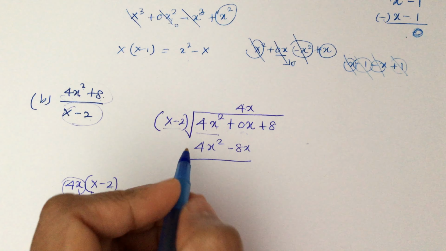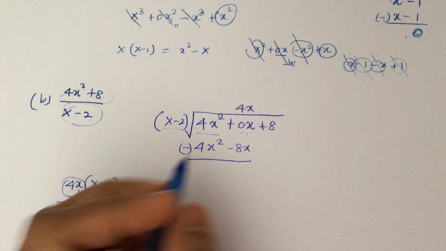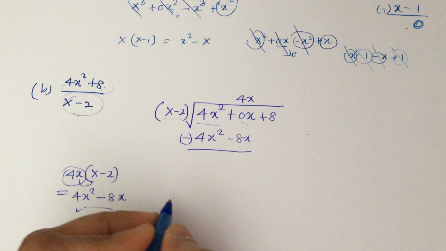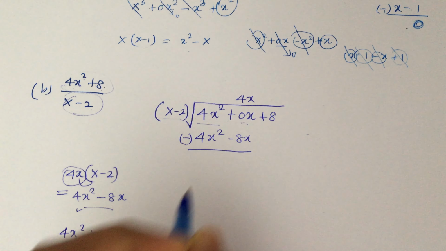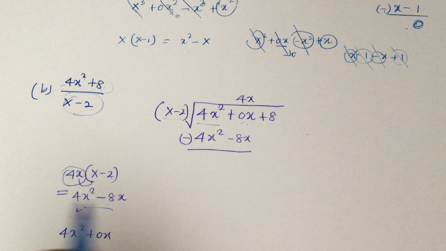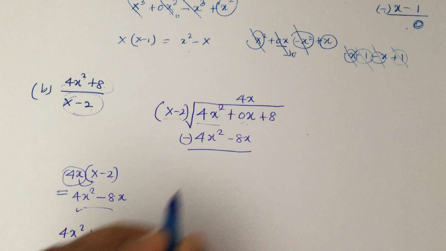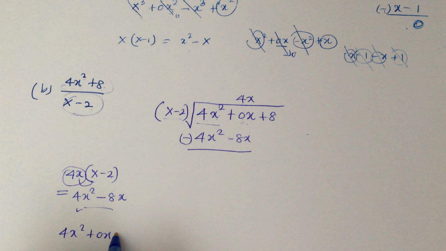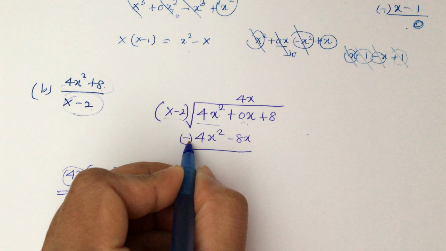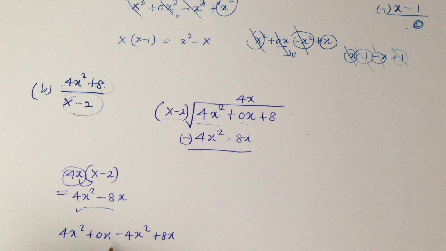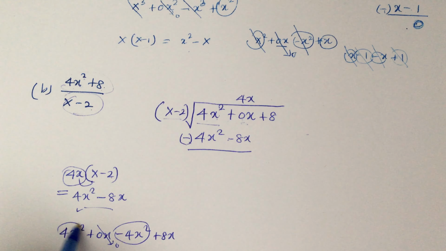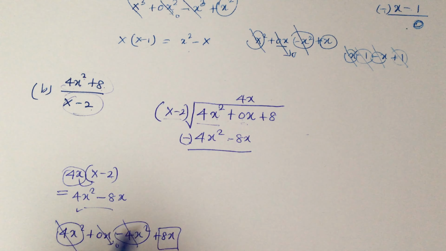So then do the subtraction. Here you have 4x squared plus 0x, subtract this one. So negative 4x squared, negative negative, positive 8x. So this is 0. And this is negative 4x squared, positive 4x squared, so those are cancelled. And the rest is 8x.